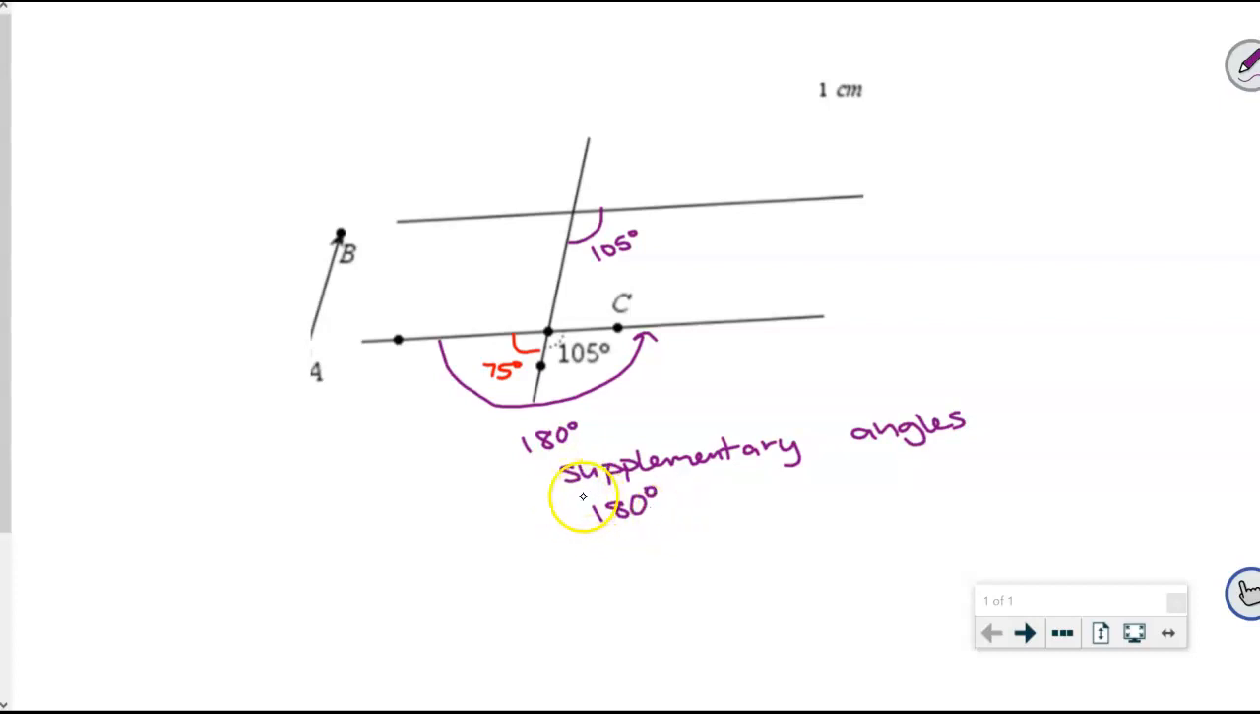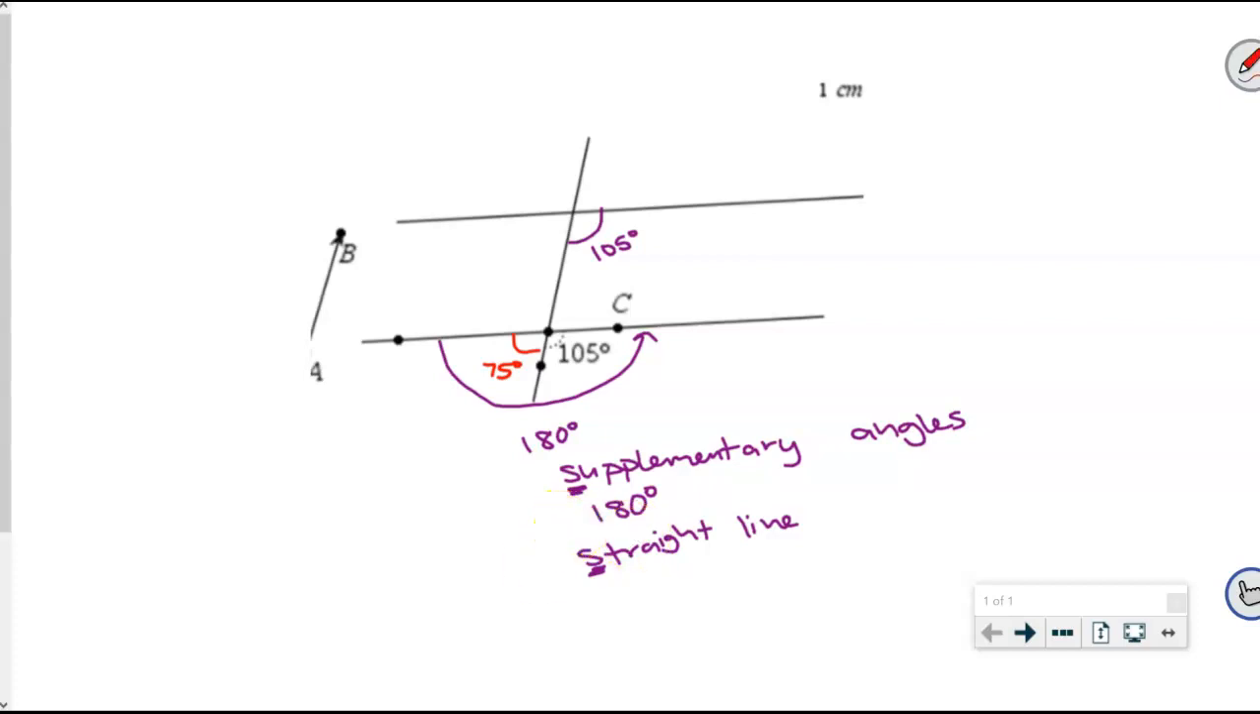A way that I remember this is S for supplementary is like a straight line. A straight line is 180 degrees. They both start with S, so a straight line is supplementary, 180 degrees. So we haven't used that vocabulary word. We've just said that they add to 180. That just means that they are supplementary.